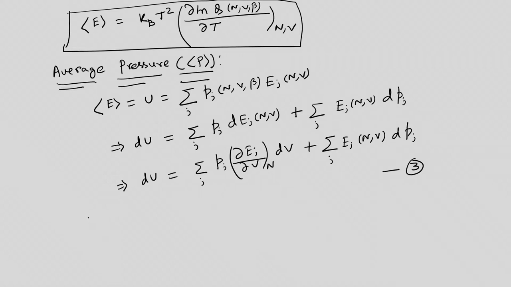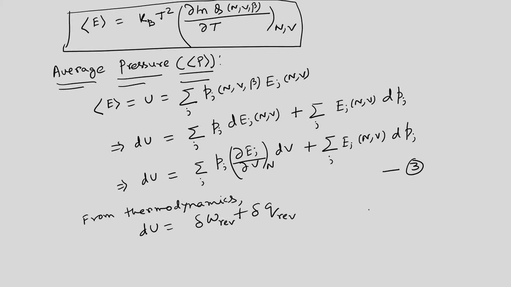Now, if we compare, from thermodynamics, we know dU is del w plus del q, and if the process is a reversible one, you can write del w reversible and del q reversible. And we can further proceed and write, we know del w is minus p times dV, plus del q reversible.